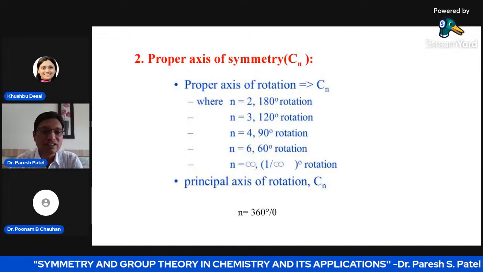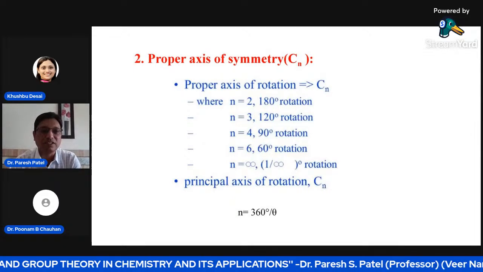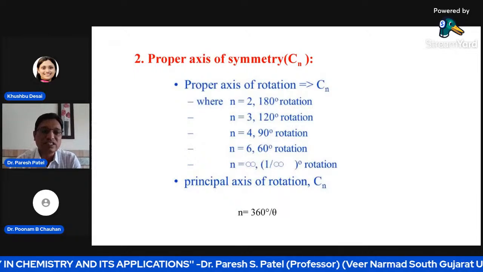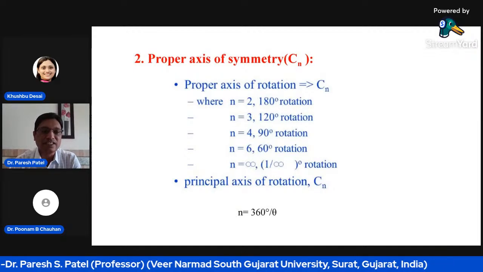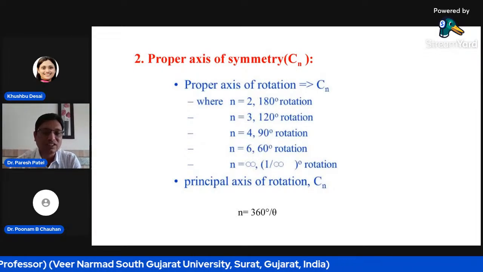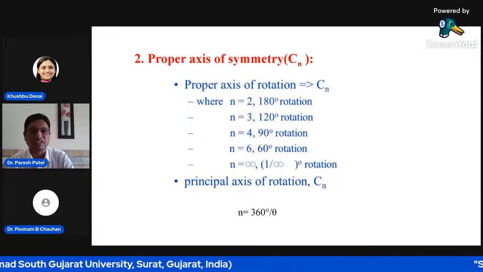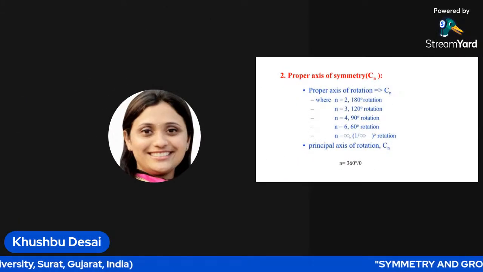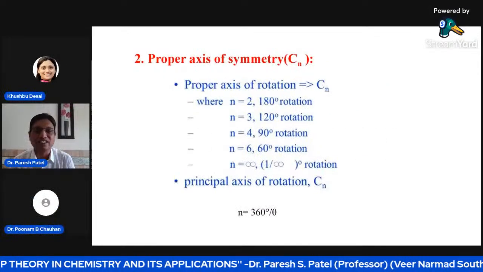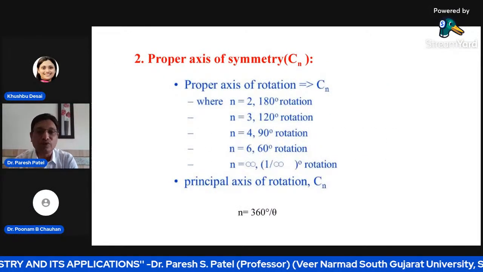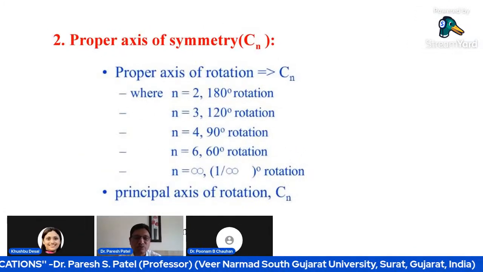The proper axis of rotation symmetry element can be represented as Cn, and the symmetry operation can be represented as Cnk. Here n is the order of the axis, and k is equal to the number of times the symmetry operation is applied. Now, in the case of the proper axis of rotation, what is a proper axis of symmetry?